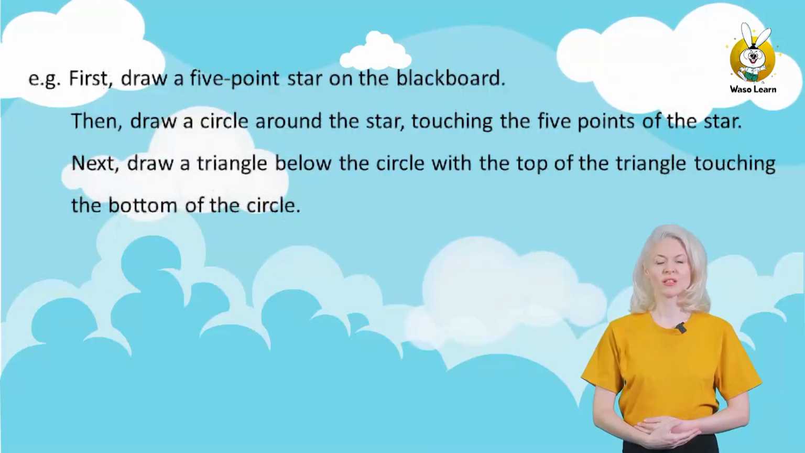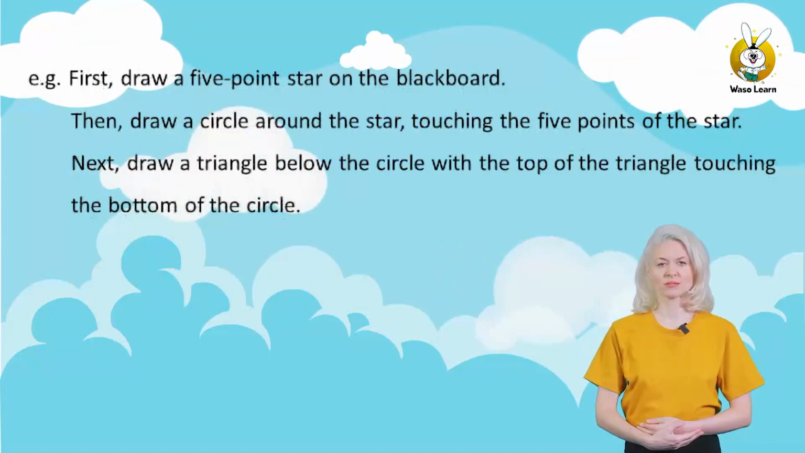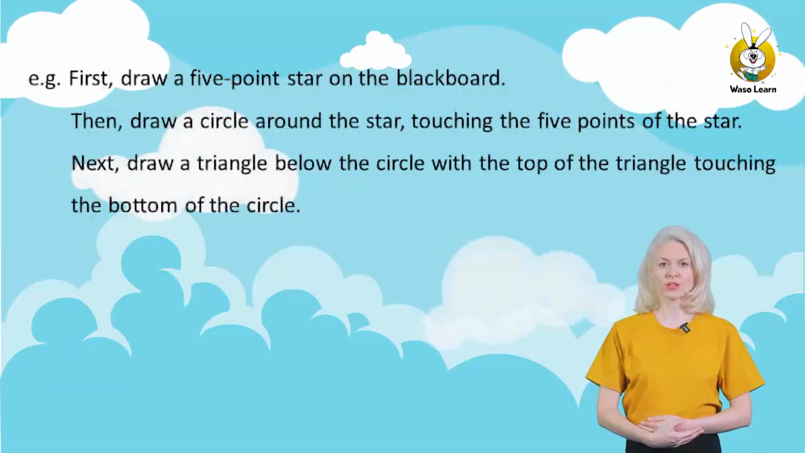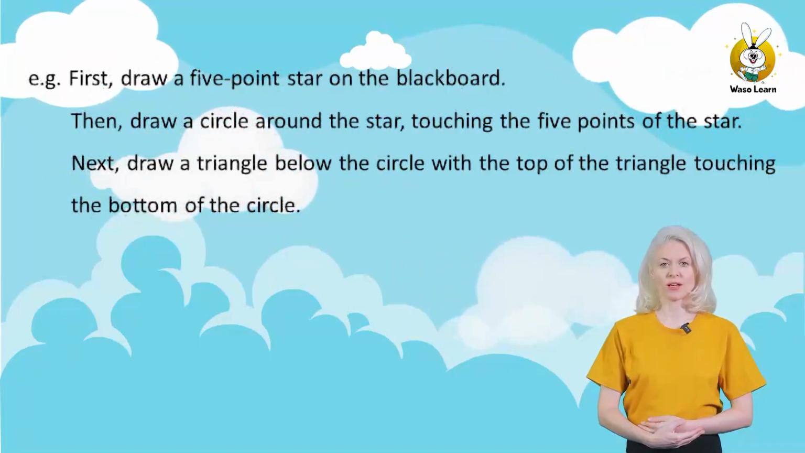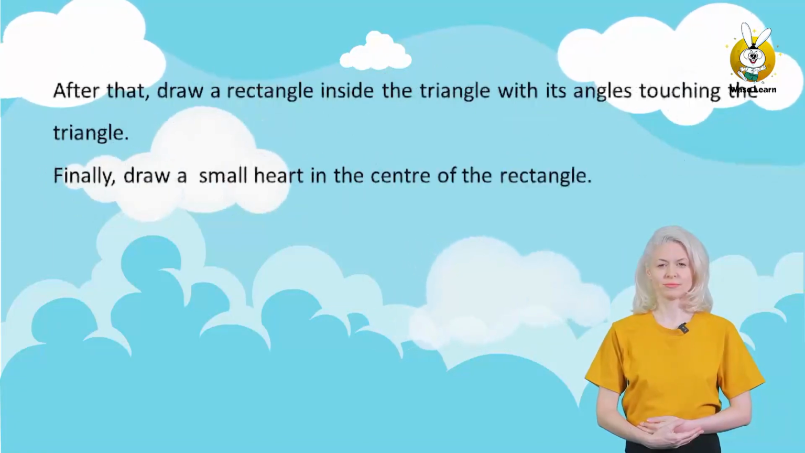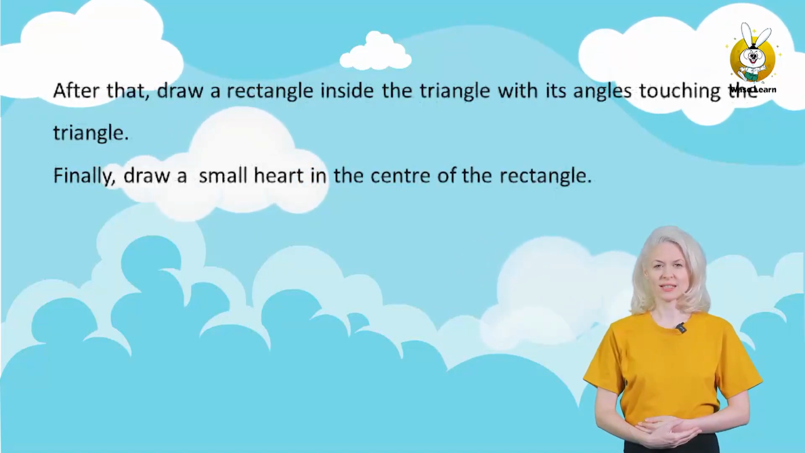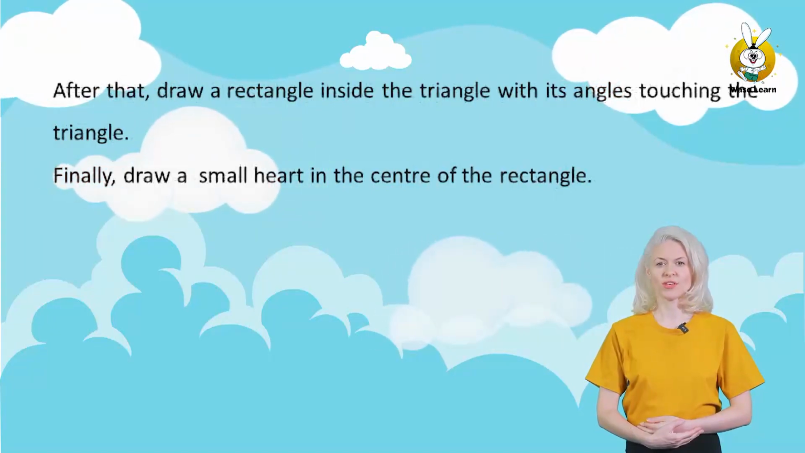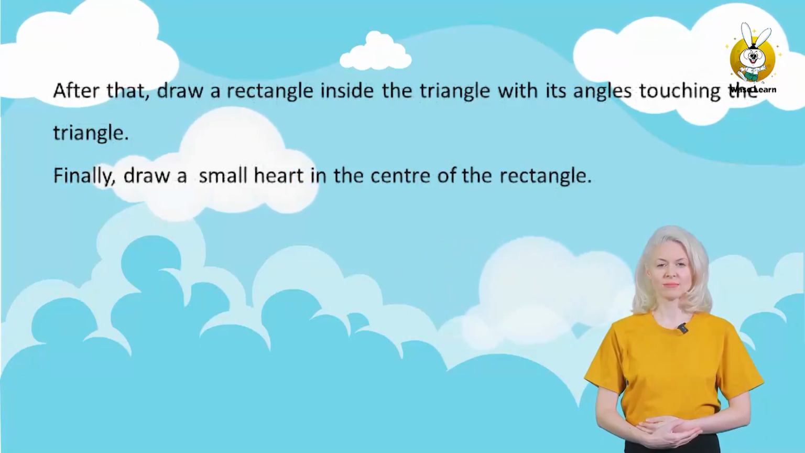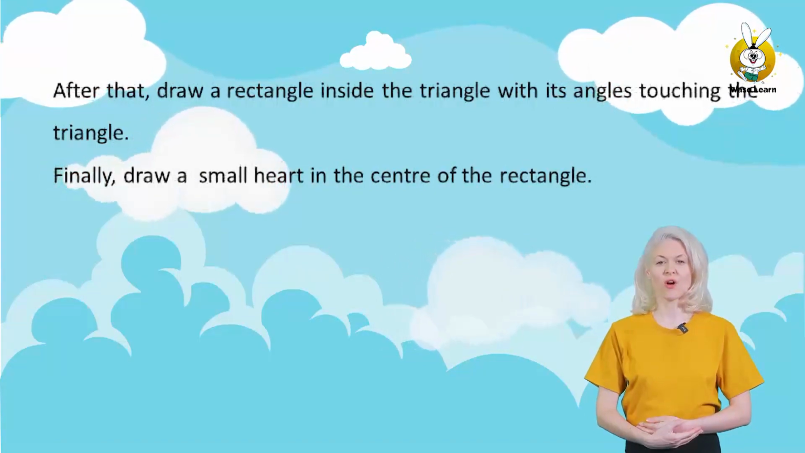Then draw a circle around the star, touching the 5 points of the star. Next, draw a triangle below the circle with the top of the triangle touching the bottom of the circle. After that, draw a rectangle inside the triangle with its angles touching the triangle. Finally, draw a small heart in the center of the rectangle.